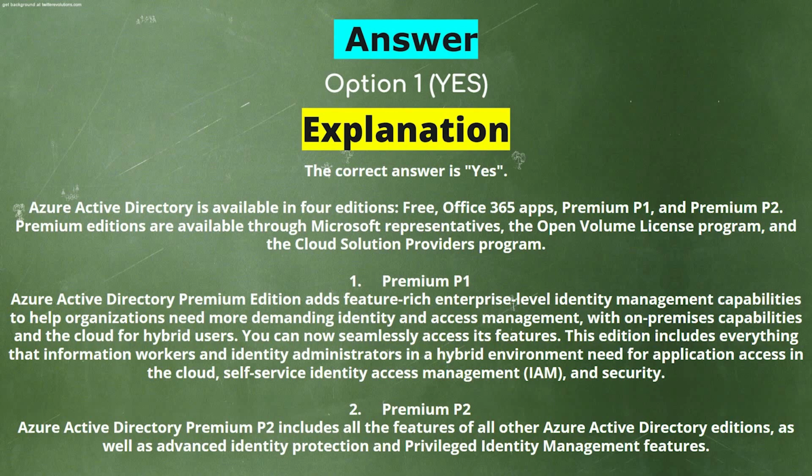Number 1. Premium P1. Azure Active Directory Premium edition adds feature-rich enterprise-level identity management capabilities to help organizations with more demanding identity and access management needs, with on-premises capabilities and the cloud for hybrid users. You can now seamlessly access its features. This edition includes everything that information workers and identity administrators in a hybrid environment need for application access in the cloud: self-service identity access management (IAM) and security.